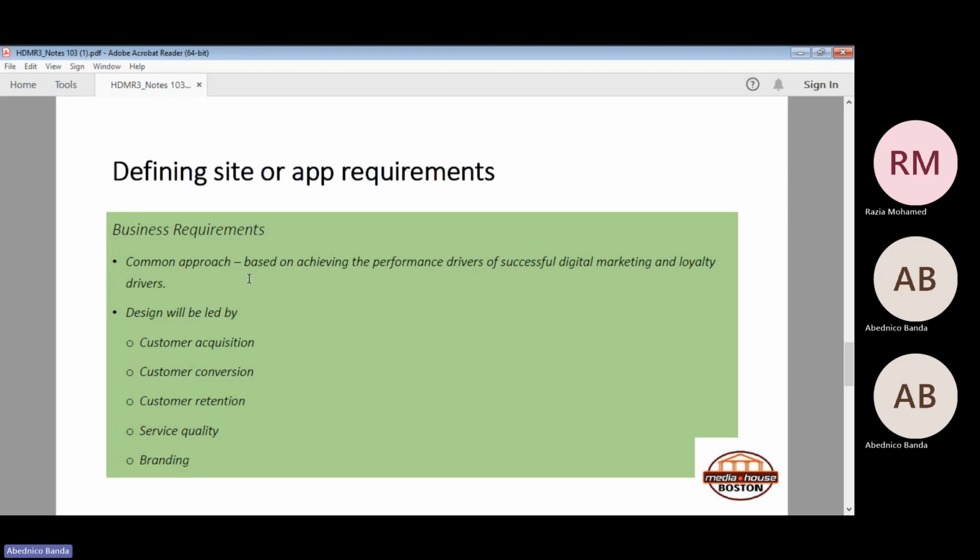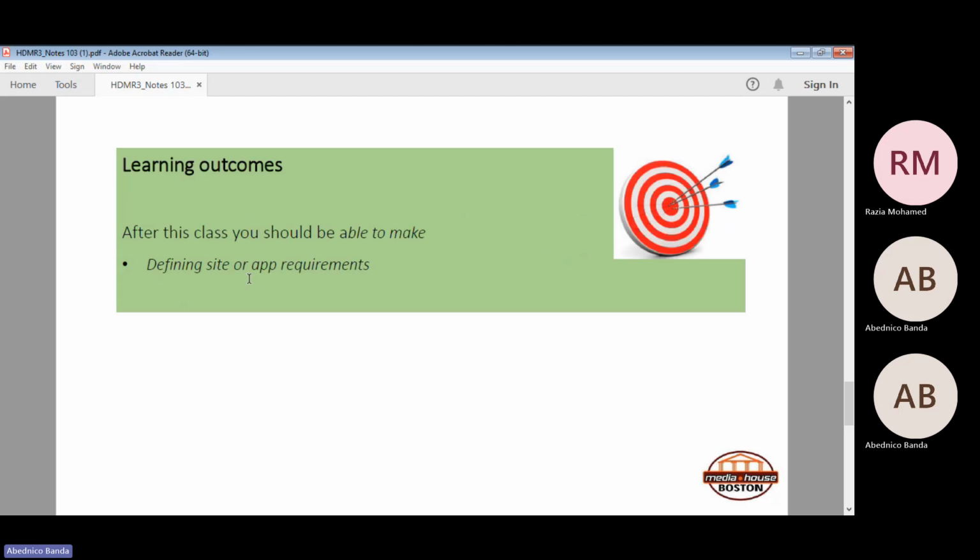So remember, this is not a once-off event. If it is repeated over and over again, it becomes part of branding. So that's how you meet the business requirements of the website or mobile application. It has to attract customers. It has to convert customers. It has to retain customers, and it has to offer service quality.